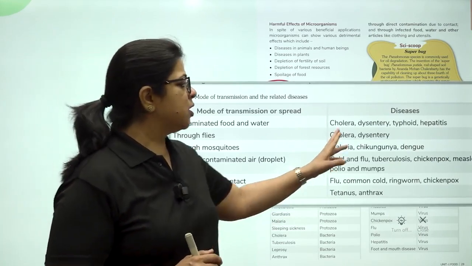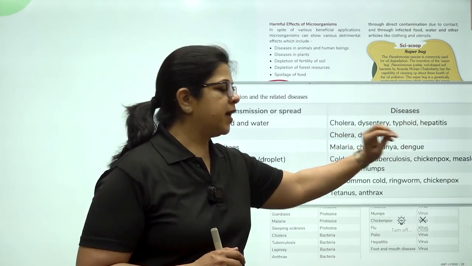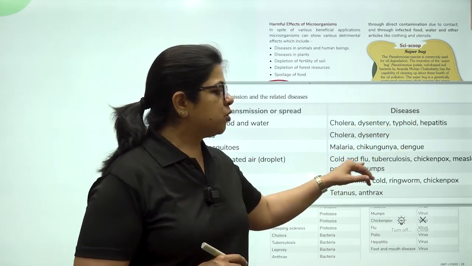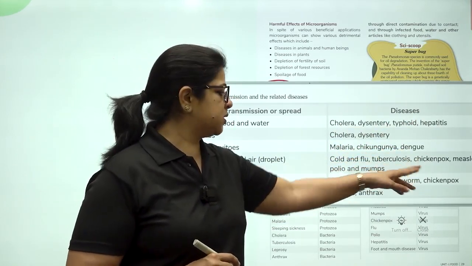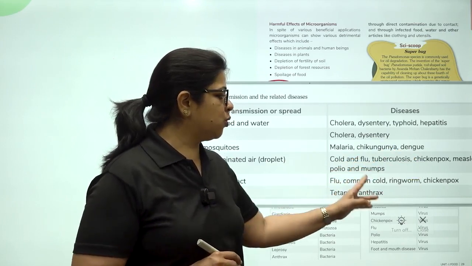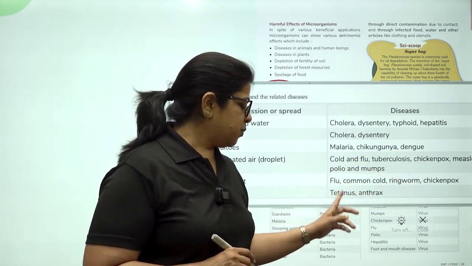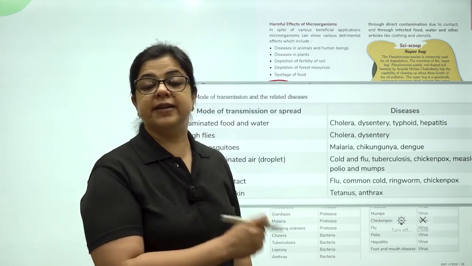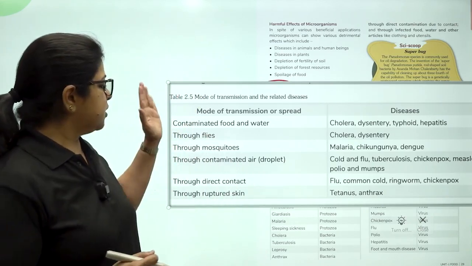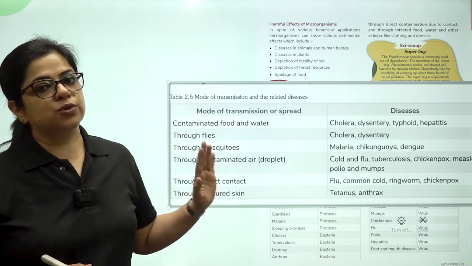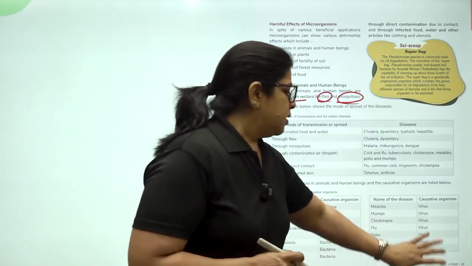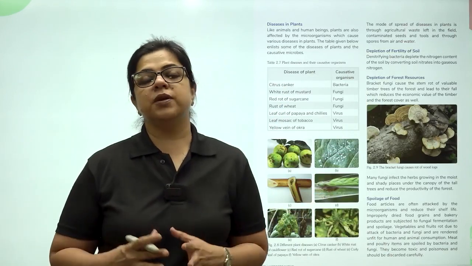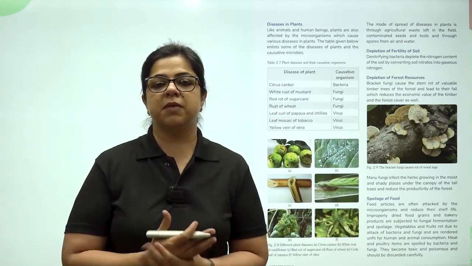So these include cholera, dysentery, typhoid, hepatitis, malaria, chikungunya, dengue, cold and flu, tuberculosis, chickenpox, measles, polio, mumps, flu, common cold, ringworm, chickenpox, tetanus, anthrax, and of course, we have COVID-19 added to the list. Now, children, the mode of transmission is also given. So, we understand that in case of human beings, there are certain precautions that we must take.